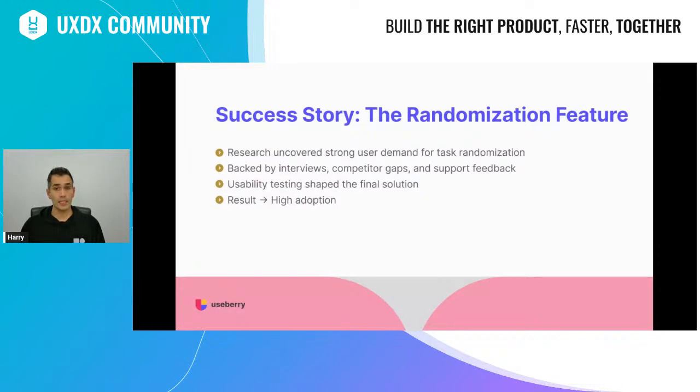Which will bring us to the live example that we have. We will be speaking about the randomization feature. At Useberry, we noticed in data from the customer support that customers are asking how to apply randomization to their usability testing tasks and tree testing tasks. By looking at the ongoing monthly interviews that we do, we noticed in the data that there is a need for questions randomization as well.